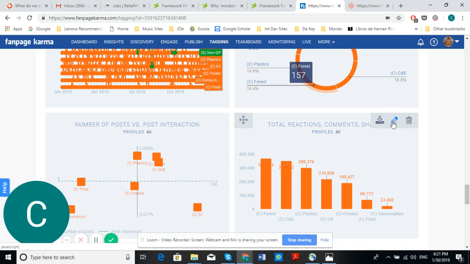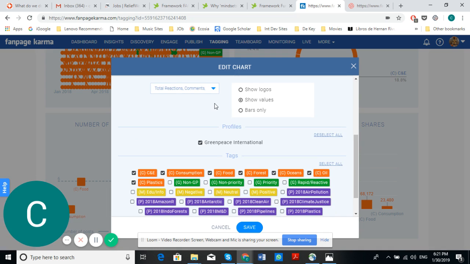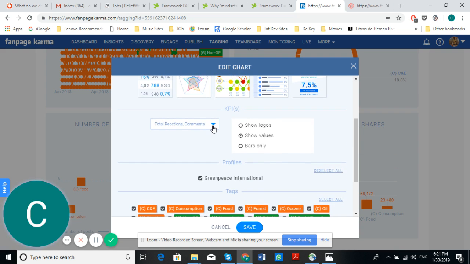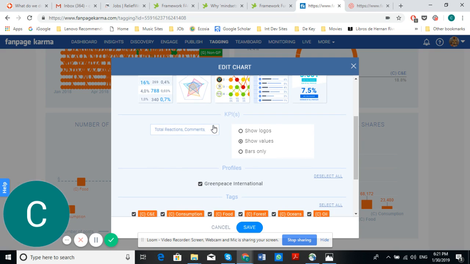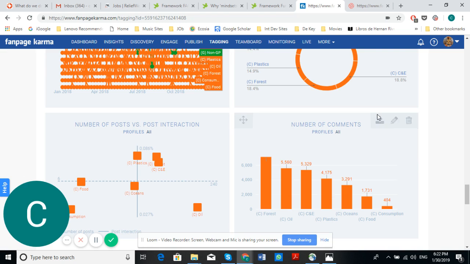Another KPI that would be interesting to look at is total comments. So total reactions, comments, and shares would be about the breadth of engagement, whereas the number of comments would give you an idea of the depth of the engagement. So this is what it looks like. And then you see you have a slight difference in the ranking. Forest is still number 1. Then comes oil, climate and energy, and plastics and oceans.